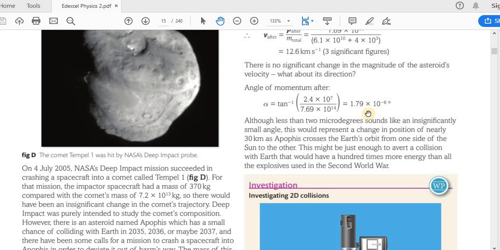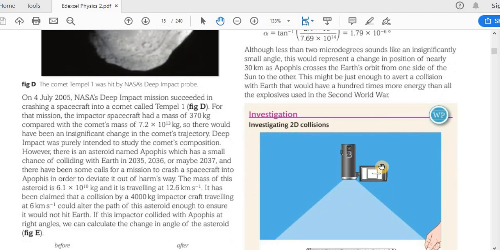Such a small angle. Although less than 2 micro degrees sounds like an insignificantly small angle, this would represent a change in position of nearly 30 kilometers as Apophis crosses the Earth's orbit from one side of the Sun to the other. So you see, 30 kilometer difference. This might be just enough to avert a collision with Earth that would have 100 times more energy than all the explosives used in the Second World War. So that is, if it collides, this is how much energy it would release.